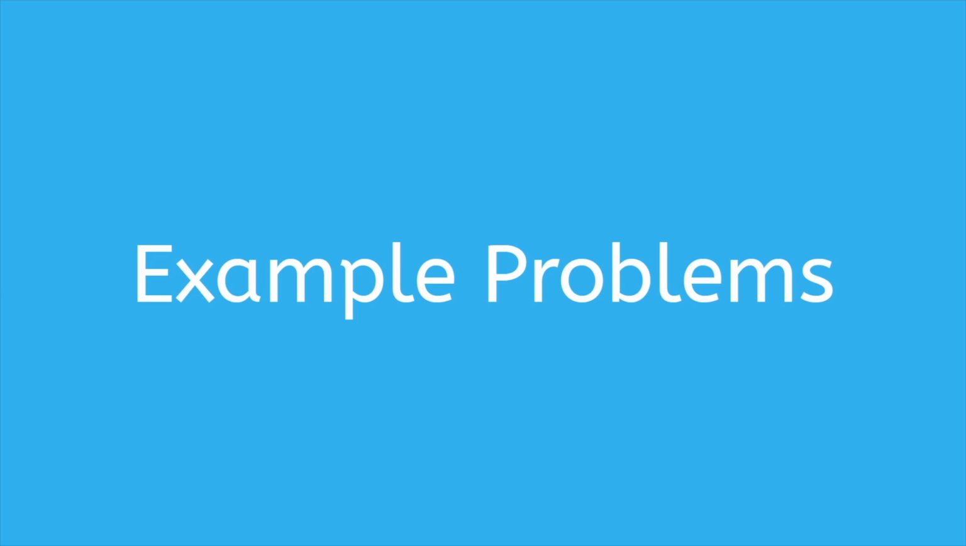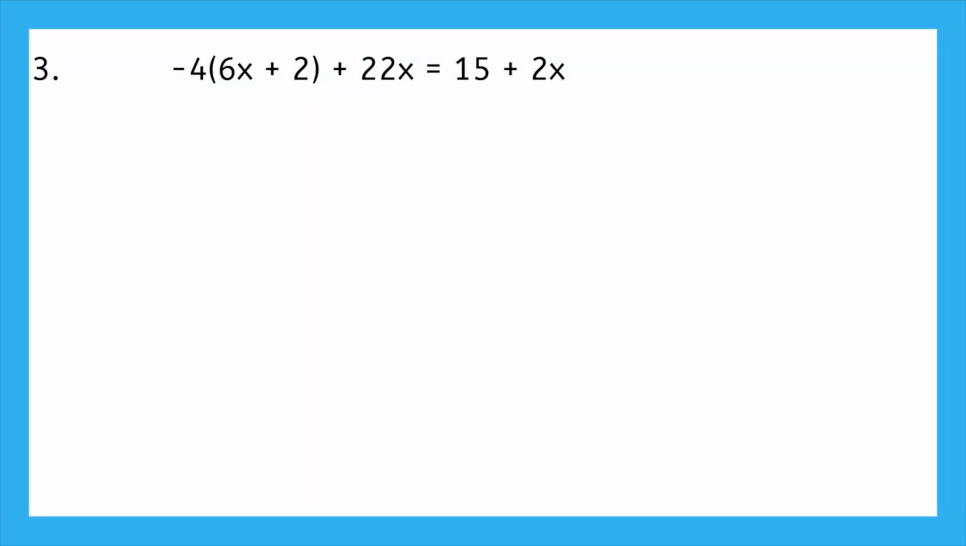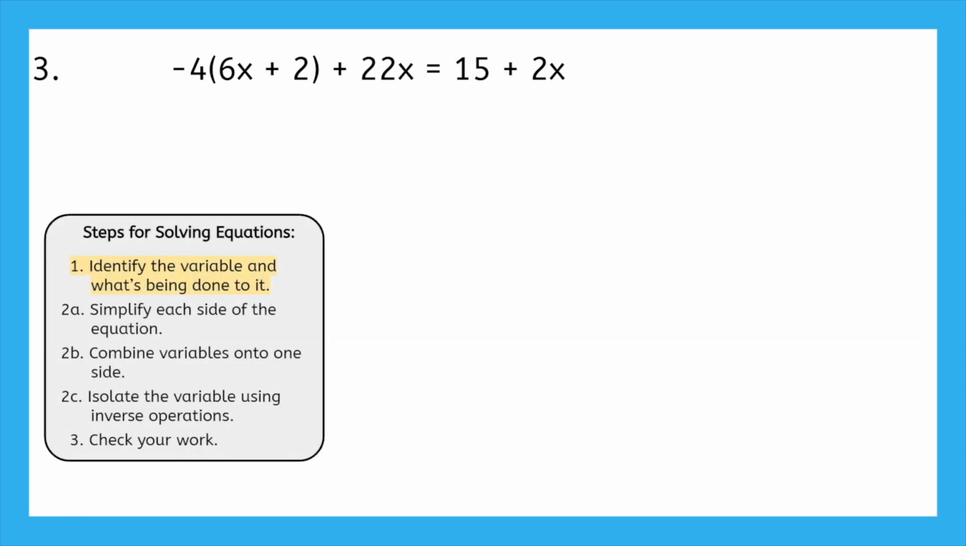Let's do another practice problem. How about negative 4 times the group 6x plus 2 plus 22x equals 15 plus 2x? This is lengthy, so we better follow the checklist for this one. Where's our variable? It's in 3 different locations in our equation this time.